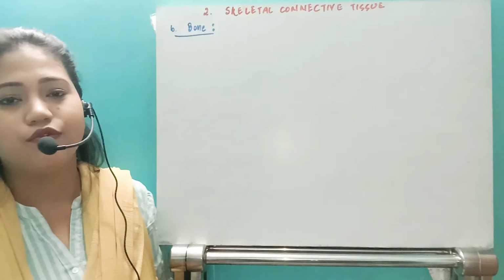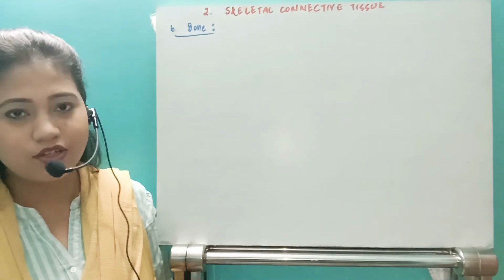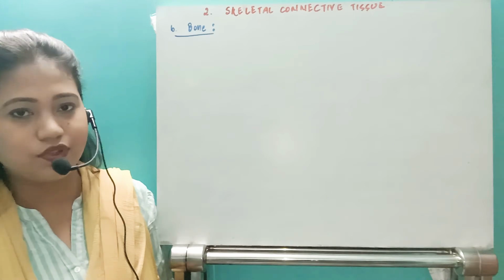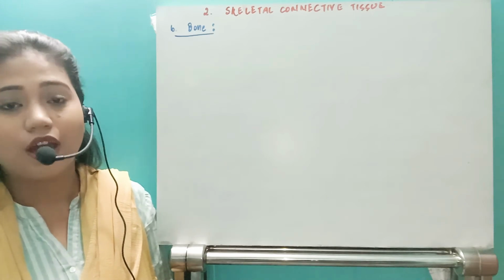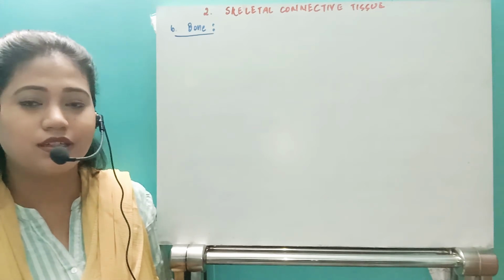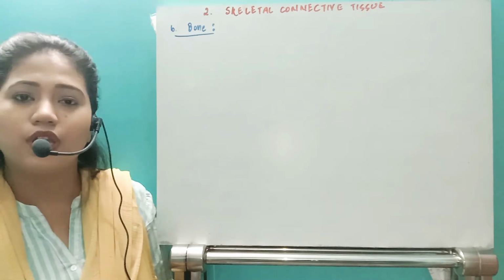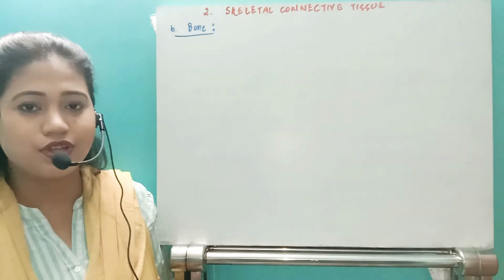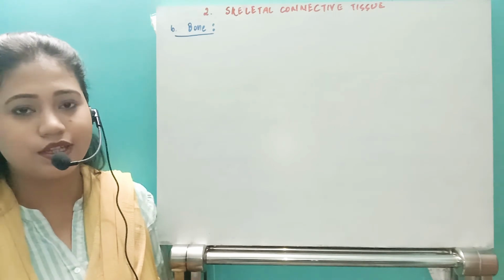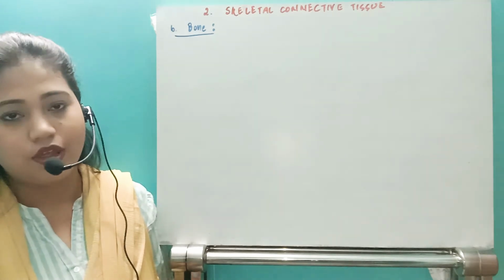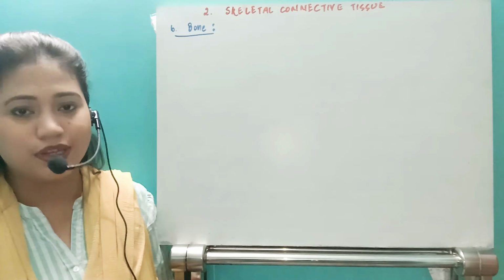Students, today we are going to see the next part of the skeletal connective tissue, that is bone. In the earlier video we have completed the cartilage and its types. Now in this video we are going to see the characteristics of the bone, its composition and its function. First of all, we should know what is bone.